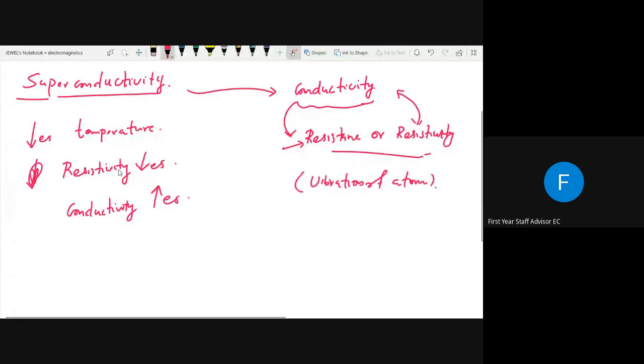What is the reason behind it? Because when the material is cooled beyond a temperature, say critical temperature Tc, then the vibration of atoms will come to a stop, or the vibration of atoms does not continue after this temperature.